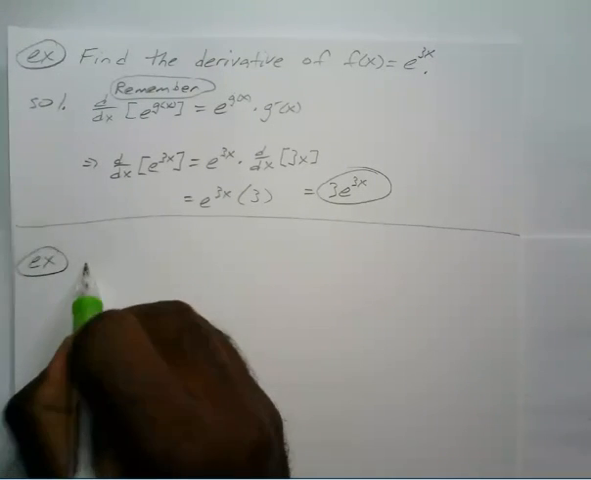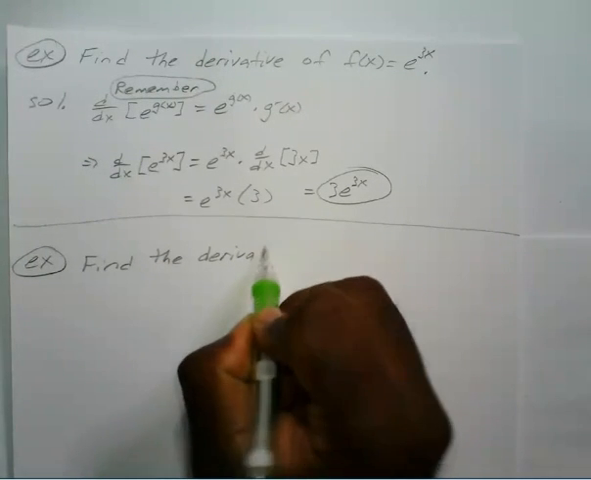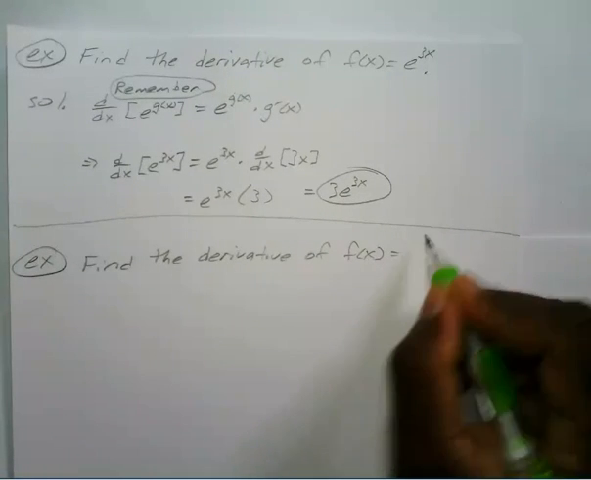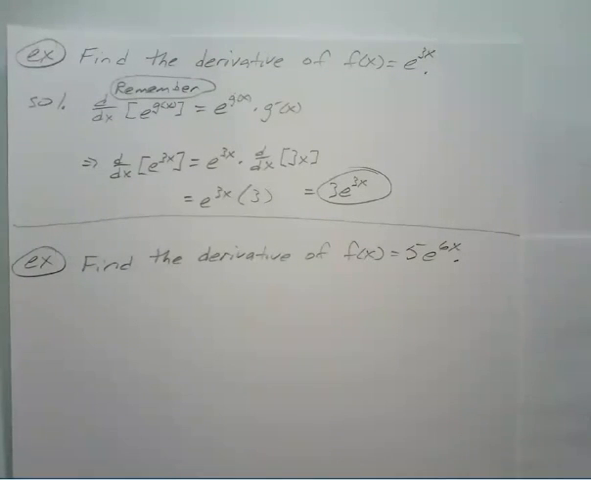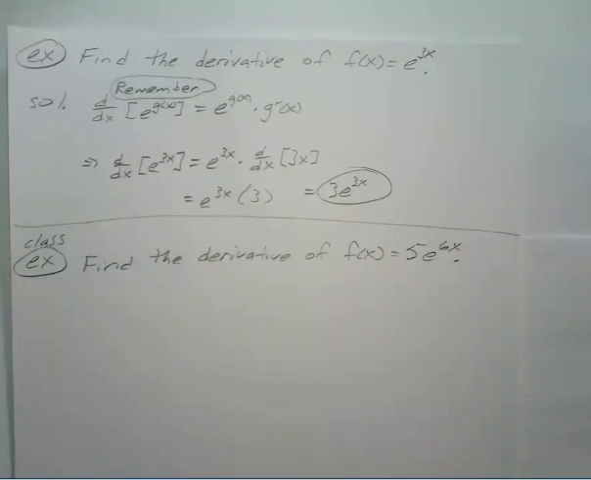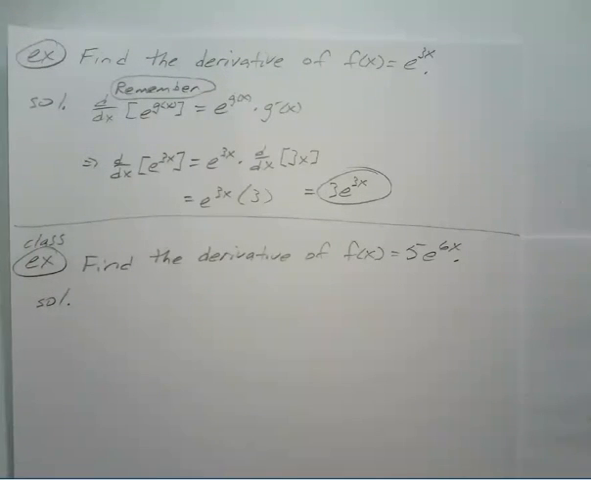So now, what if you want to find the derivative of f of x equals 5e to the power of 6x? What I want you to do is press pause and try to solve this one on your own using the same method up there. I'm assuming you've pressed pause and worked this one out, so let's verify your answer.